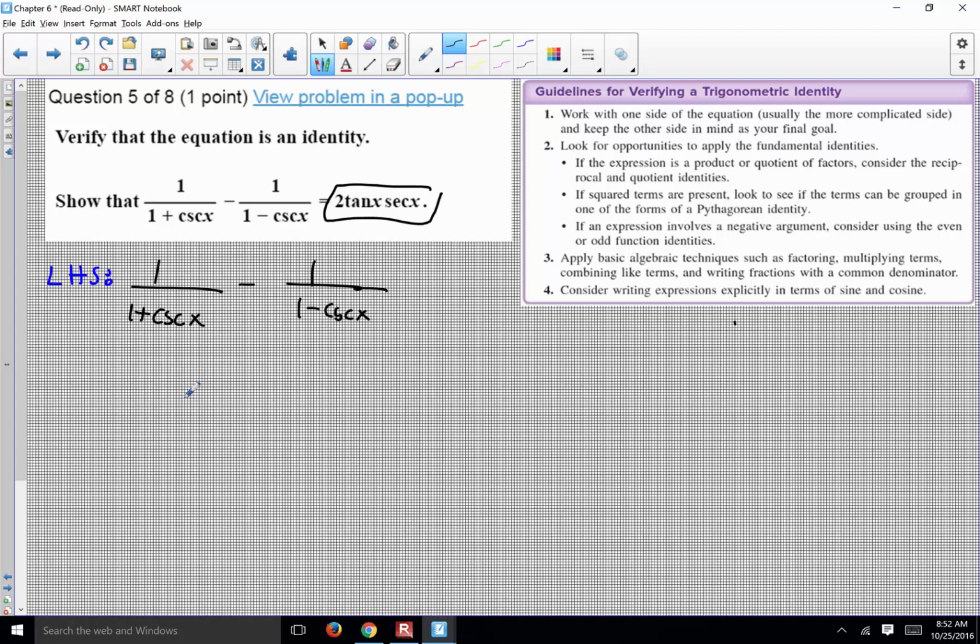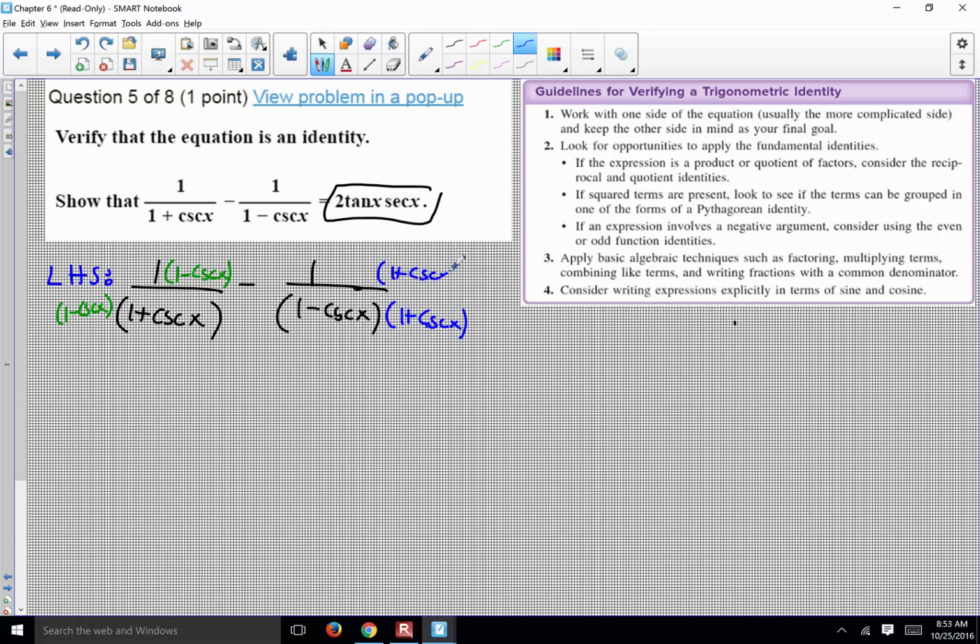Our first task is, if you have multiple fractions, make them one. And how do you make one fraction? You need to have common denominators. So do they have matching denominators? Are these factors the same? No. So we need to multiply the left side and this one and that one with something. This one requires 1 minus cosecant x. This one requires 1 plus cosecant x.